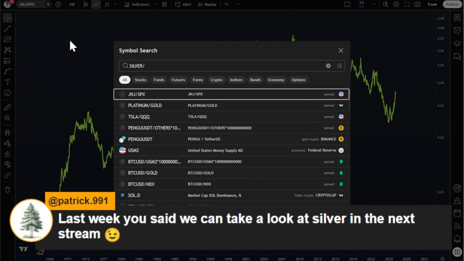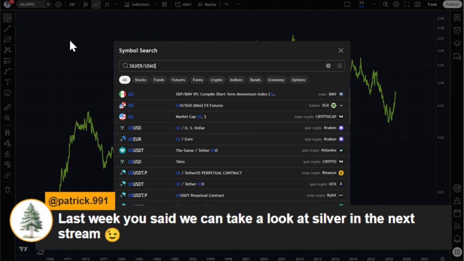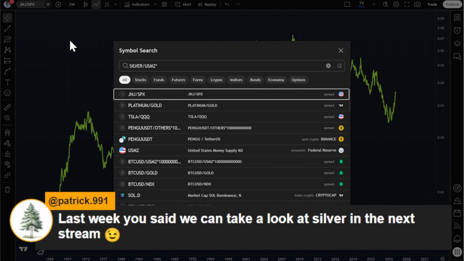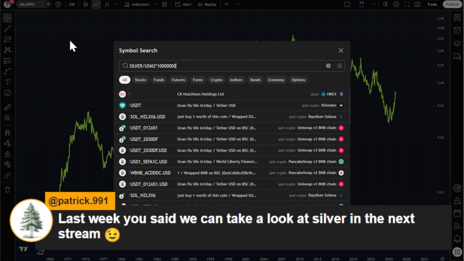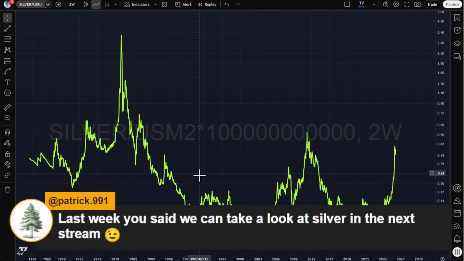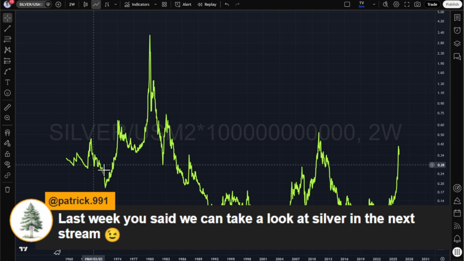You enter silver, then / and then something like USM2. Okay, so now you get the silver price relative to the monetary base. Because TradingView has a bit of a problem plotting very small numbers on logarithmic charts, I normally add a multiplier on there, so times 1 with many zeros. And now we get the silver price relative to the monetary base.